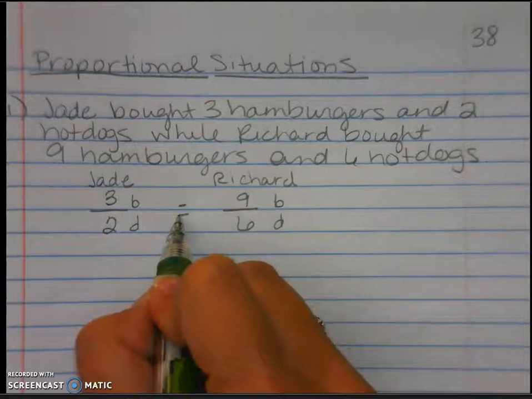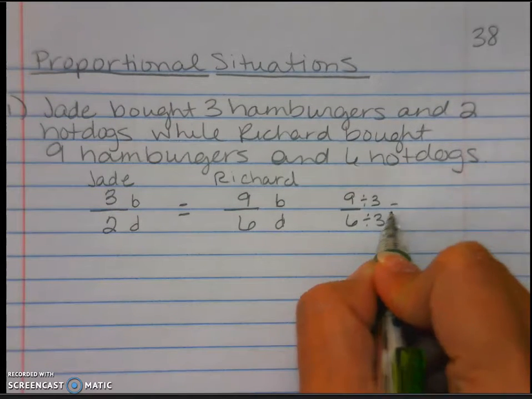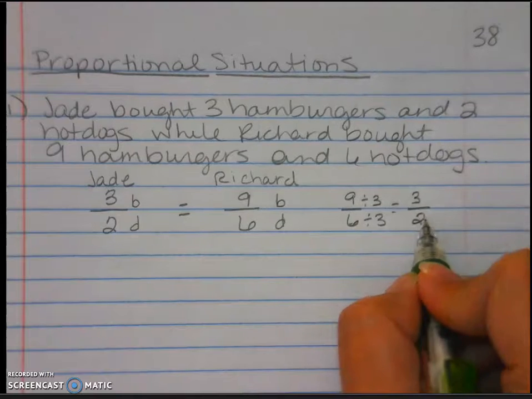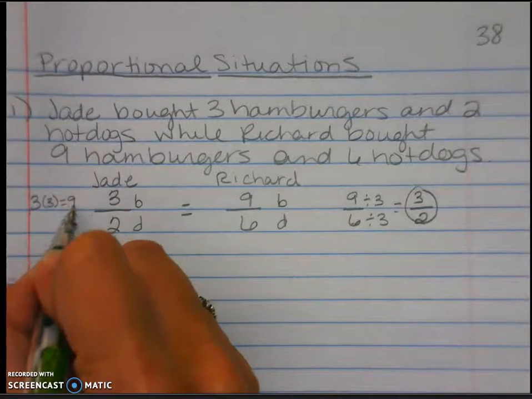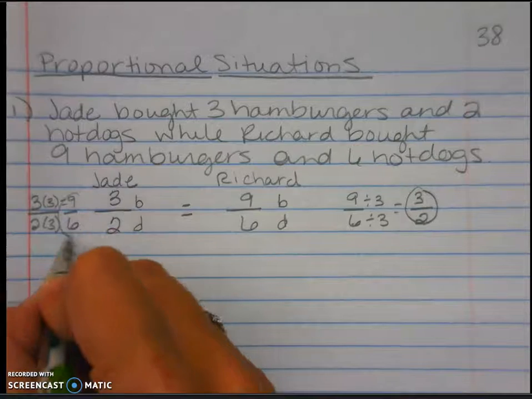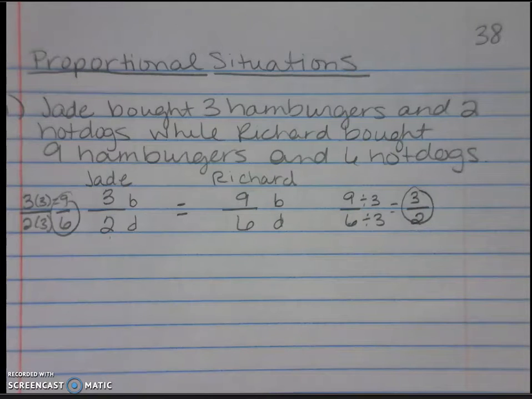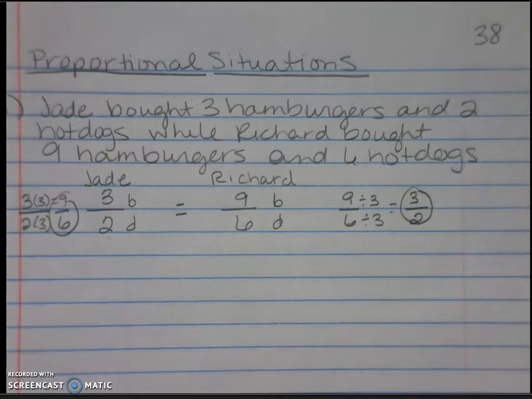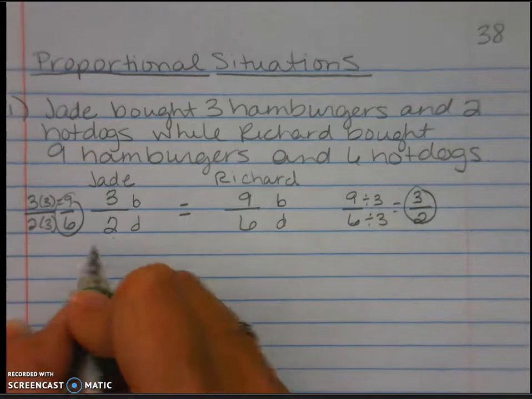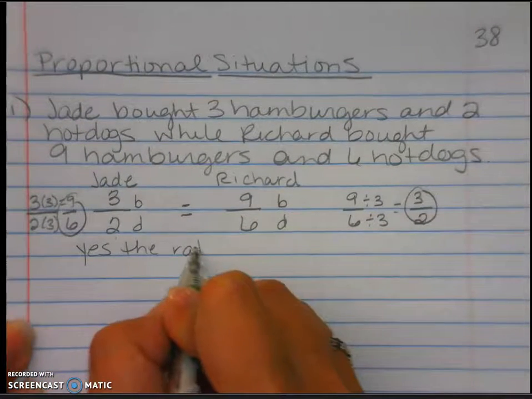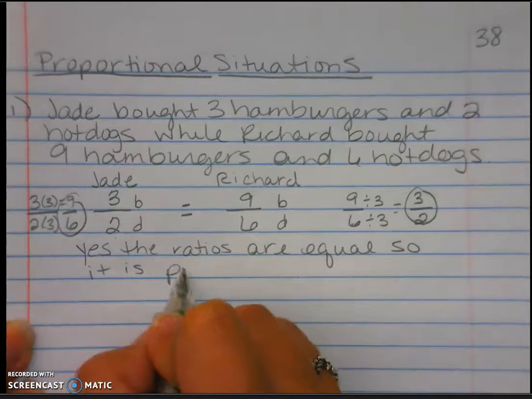Now, there's a couple of ways we can decide if these match. We want them to be equal. Well, I know that 9/6 can be simplified by 3. 3 goes into 9 3 times, 3 goes into 6 2 times. So this does simplify to match Jade. I could also say that I know 3 times 3 is 9 and 2 times 3 is 6, which also matches Richard. So this is in fact a proportional situation because they do match. Okay? So all a proportional situation is 2 equal ratios. So yes, the ratios are equal. So it is proportional.